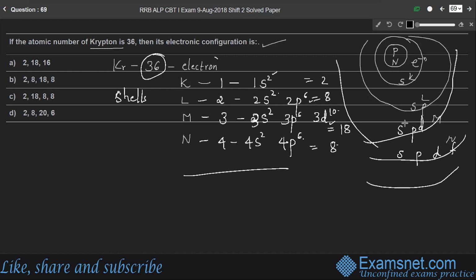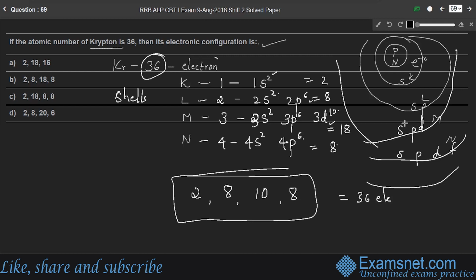Therefore, the electronic configuration will be: 2 in the first shell, the K shell, 8 in the second shell, 10 in the third shell, which is M, and 8 in the last shell, which completes all 36 electrons. If the atomic number is 36, it means the number of protons is 36. Protons are 36, which is equal to the number of electrons. In rare cases, it differs, in the case of isotopes. So here 36 is equal to the number of electrons.